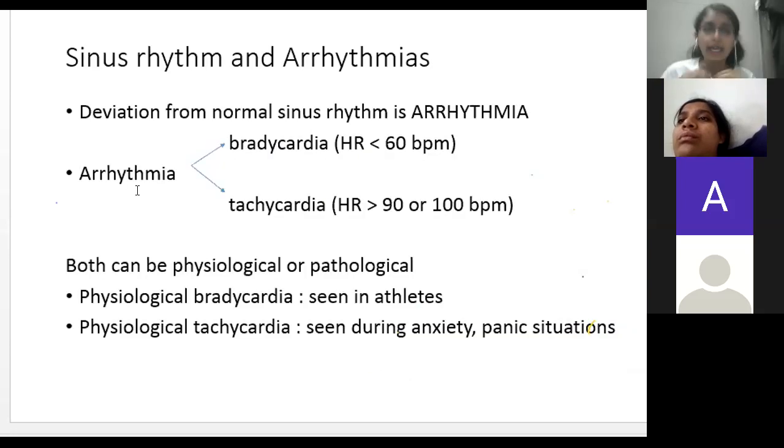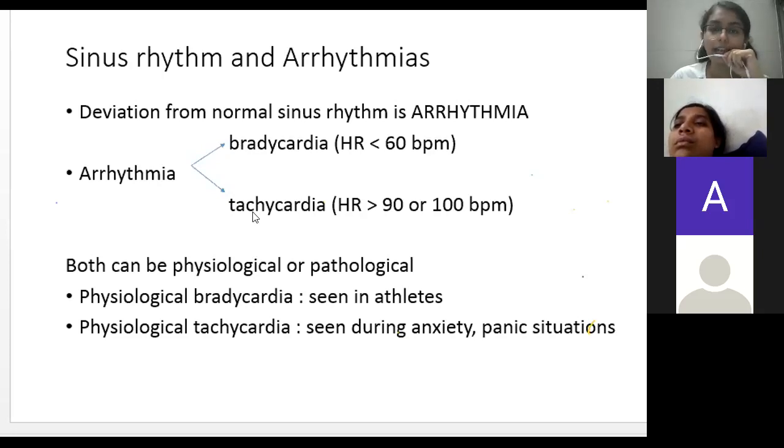Okay. Now the normal sinus rhythm. What I already told you, the normal sinus rhythm is every P wave followed by a QRS complex followed by a T wave. If there is any deviation from this normal sinus rhythm, it is known as arrhythmia. Arrhythmia is of two types. Either it can be bradycardia or it can be tachycardia.